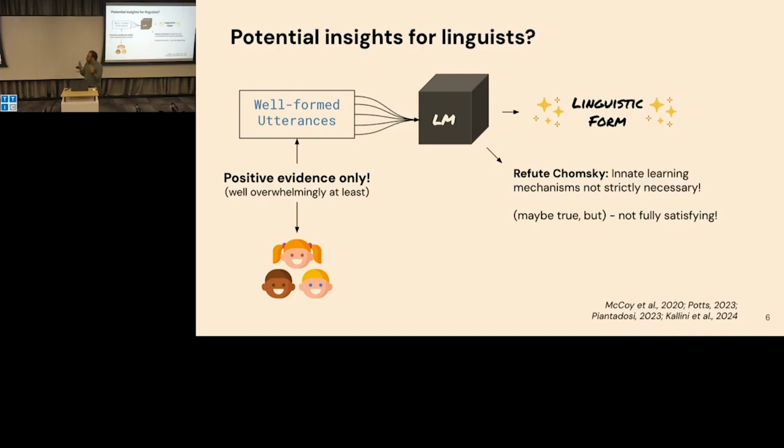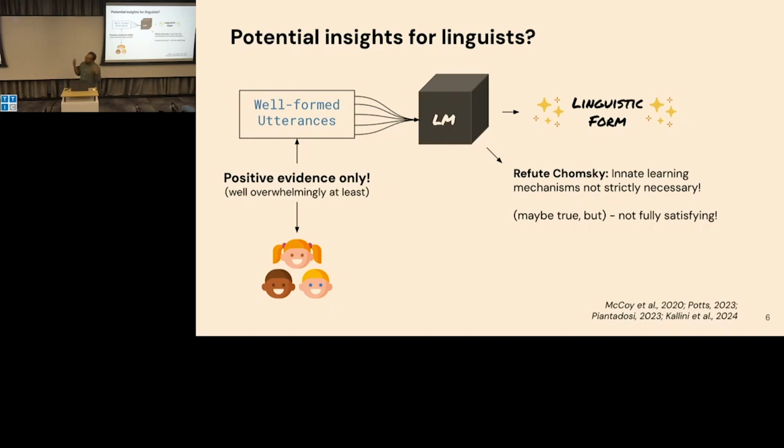But right now, people who want to engage in debates say that the success of these general purpose learners, like language models, means something. They're general purpose because they're not trained specifically to predict linguistic structure. They're just doing next word prediction. But this general purpose learning mechanism is able to master linguistic form. People are saying that this in some sense refutes Chomsky, in the sense that innate learning mechanisms, which may exist for humans, are not strictly necessary.